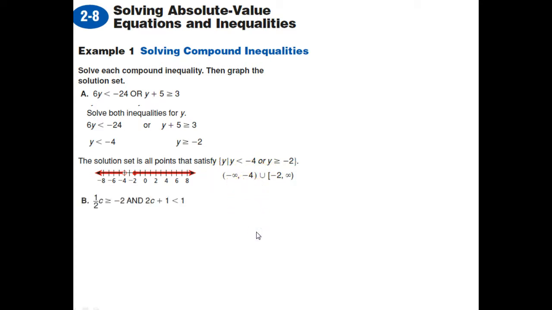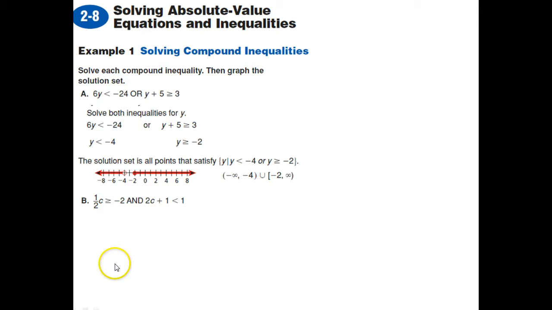Okay, let's solve a compound inequality that's a conjunction with an and between it. Having the word and tells you that you're going to get a number set that is not going to have a hole in it, like with an or here. To solve the left side, think, how do you get rid of 1/2? You're going to multiply both sides by 2. You're going to get c greater than or equal to negative 4.